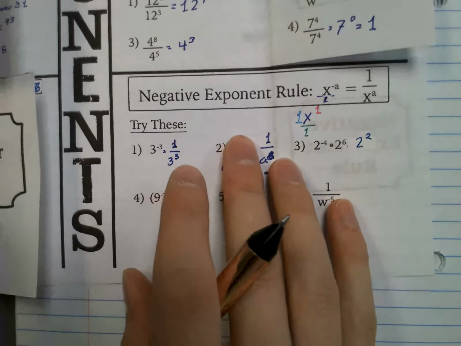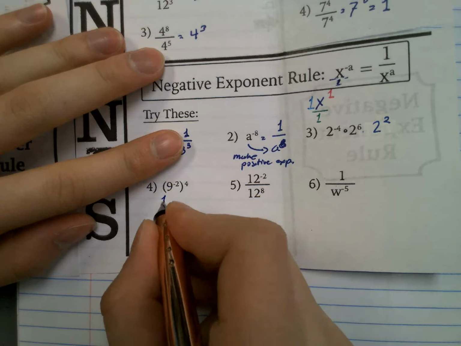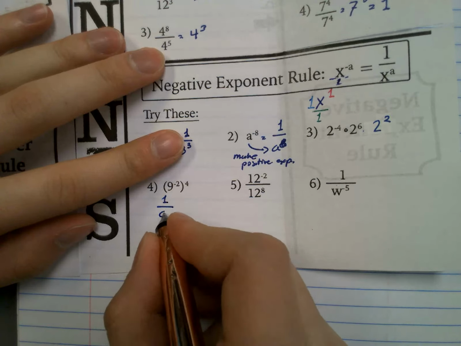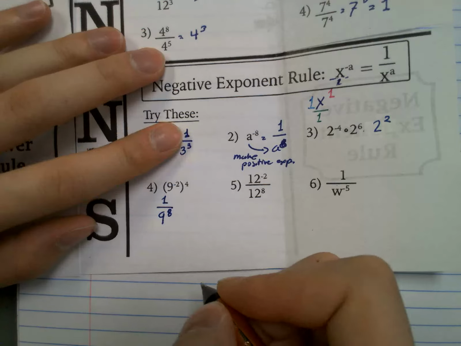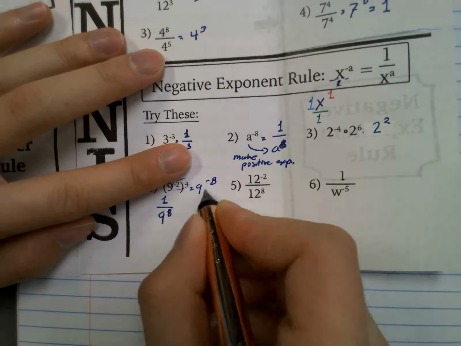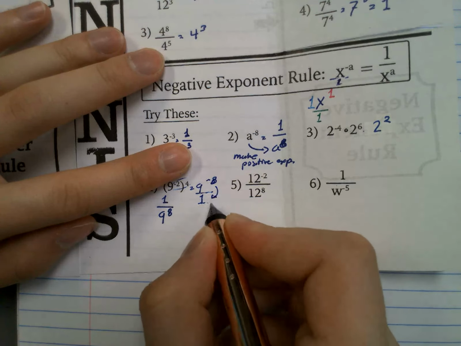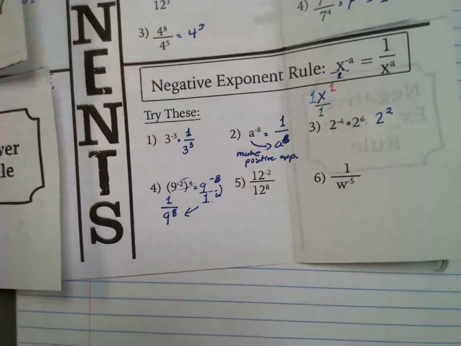And then down here, we have 9 to the negative 2 and the 4th. So we get 1 over 9 to the 8th. Because, again, these are going to be negative, which gives me 9 to the negative 8. We don't want them up above the 1 here. We want to put them down here. So then we would do that.